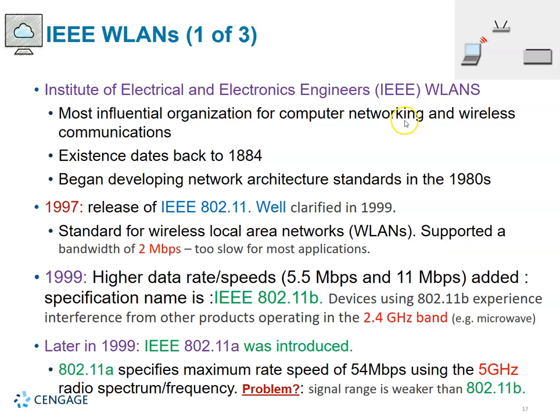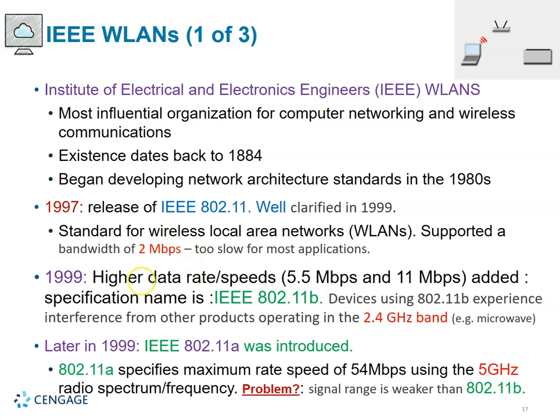So the IEEE wireless local area network specifications, as I just talked about, these folks have been around a long time. They began developing network architecture standards in the 80s. In 97, they released the 802.11, which was clarified in 1999. This then became the standard for wireless local area networks and supported a bandwidth of 2 megabits per second, which turns out to be too slow for most applications.